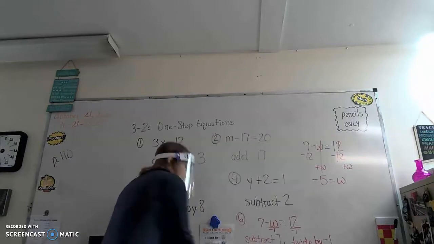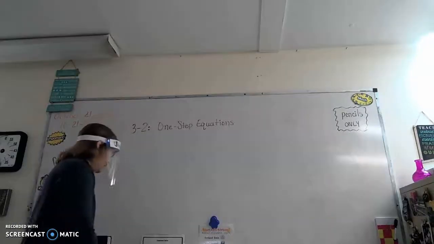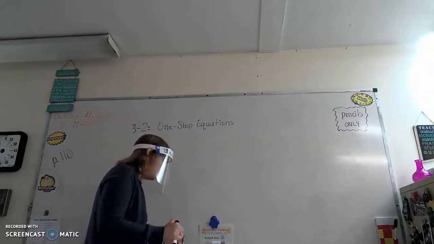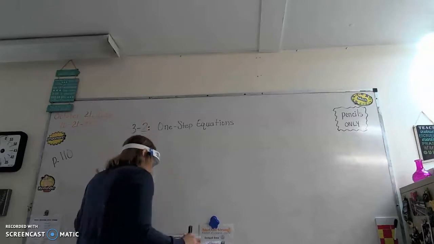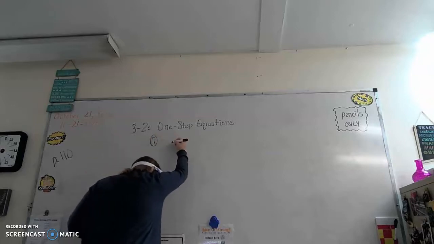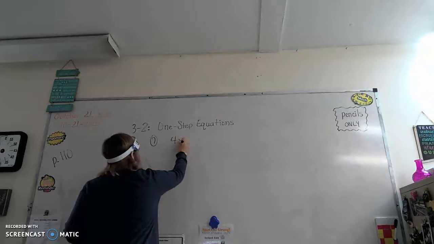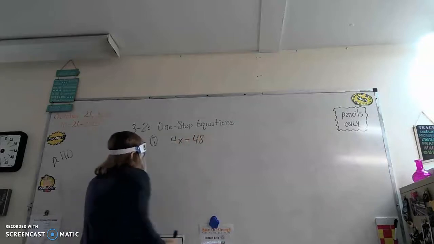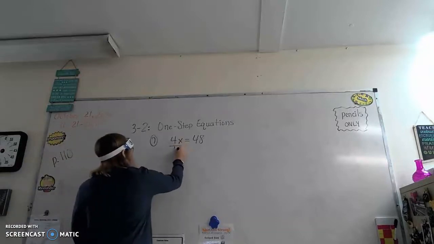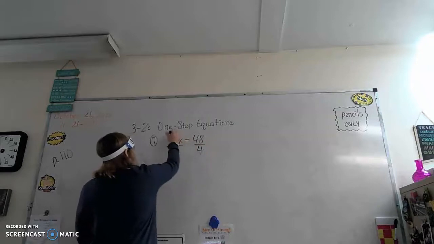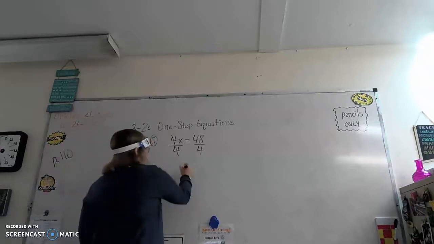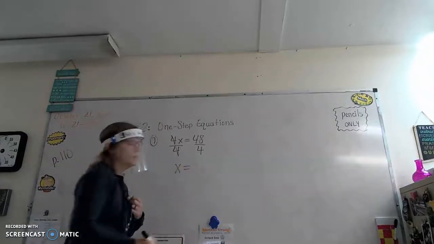Good. Okay, so let me pause this while I erase the board. Okay, so we're on 7 through 15, and it says solve the equation, check the solution. So we've got to do 2 things for these. Number 7 is 4x equals 48. So how do I solve this? We divide both sides by 4. Whatever you do to one side, you have to do to the other. Those cancel out, equaling 1, so we're left with x. And what's 48 divided by 4?